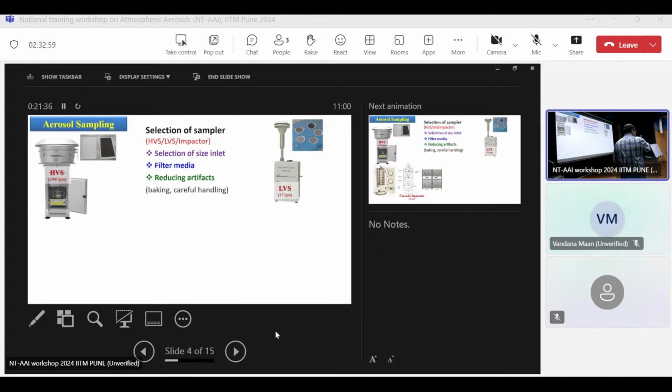And whosoever is collecting, how many of you are doing chemical composition? 2 only. 3. Other people are not doing chemical composition.